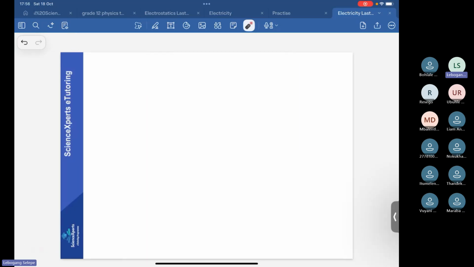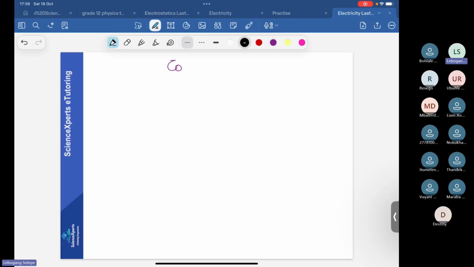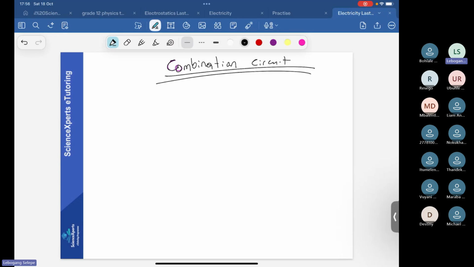You would then have what we call this. This one is very interesting. It's called a combination circuit. So this is just grade 11 revision. We're not yet into the grade 12 stuff. A combination circuit combines a series and a parallel circuit in one. So this is how it would look.